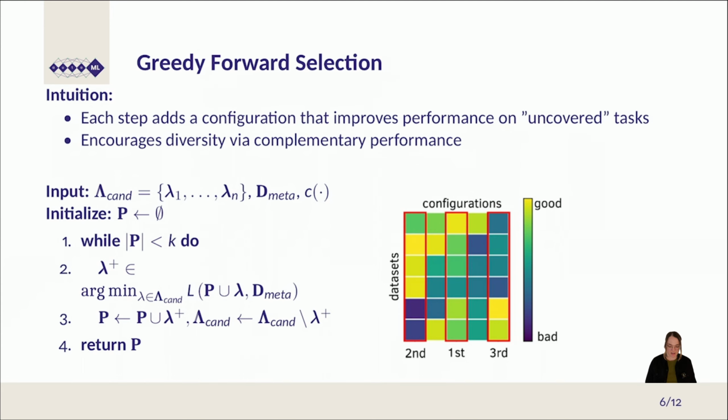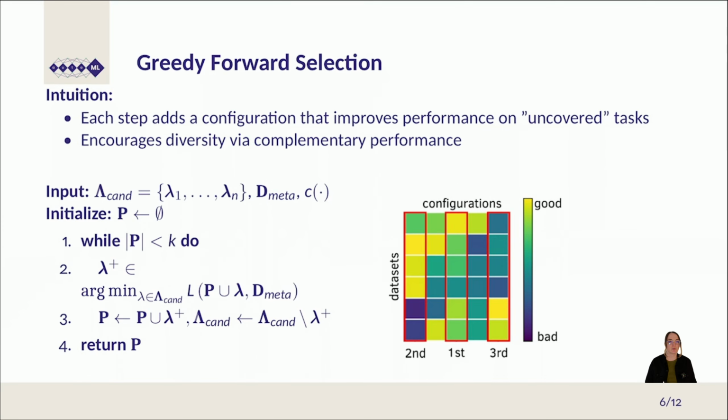As an illustration, we have here a performance matrix of 5 configurations. So we have 5 candidate configurations, and then we have data sets on the x-axis. The colors correspond to the performance of these configurations. Yellow means configurations perform very well, and darker color means they perform very badly. If we would run our pseudocode, the first configuration that we would add is this configuration, because on average it performs quite well. It's the configuration that performs best on average.